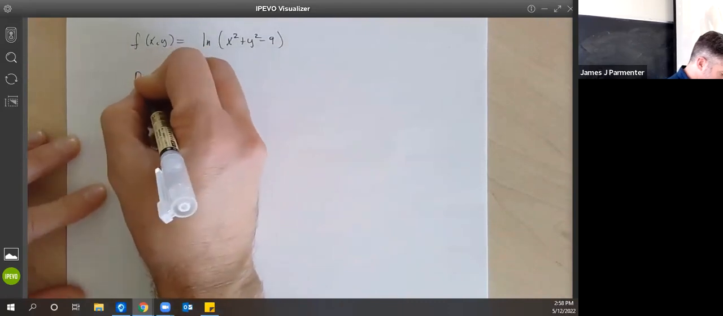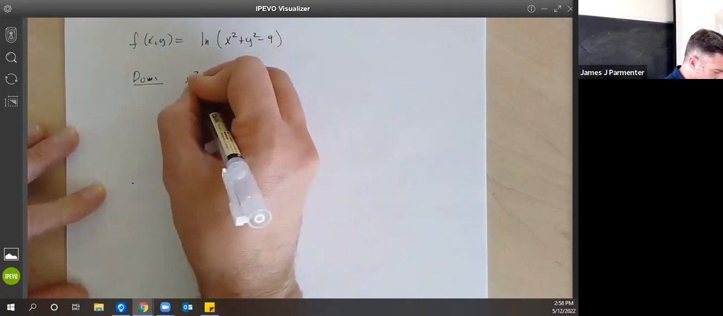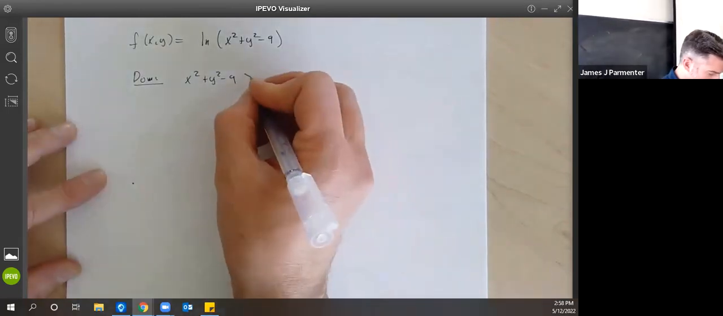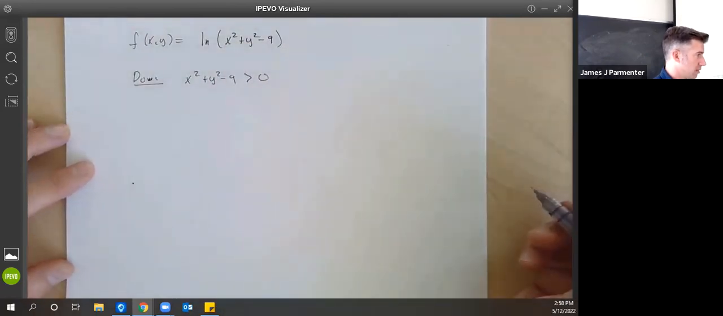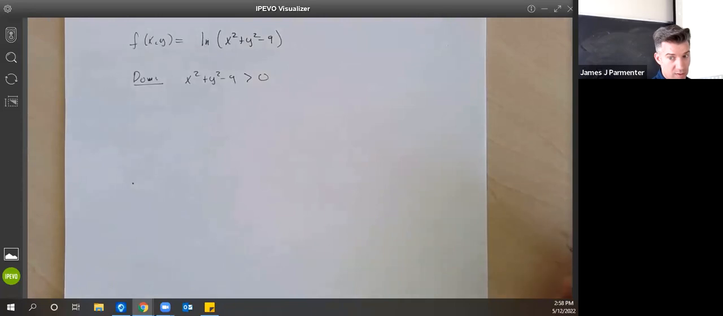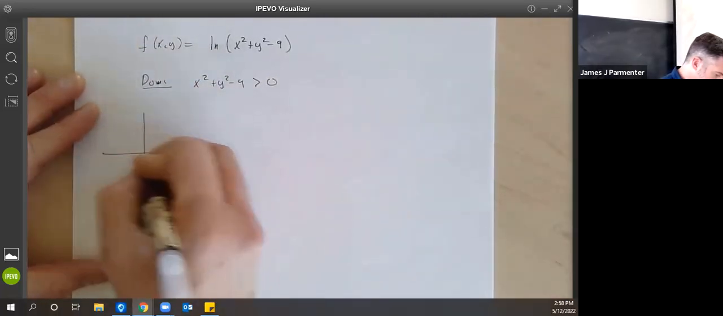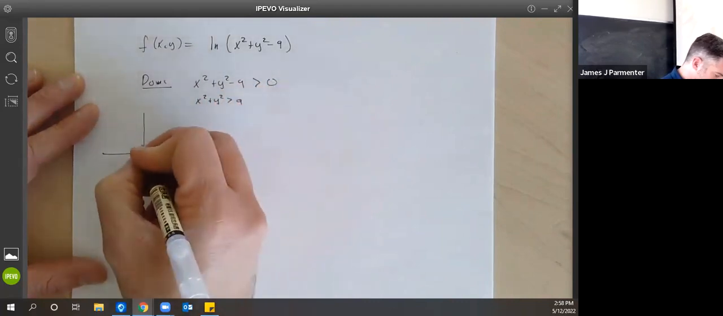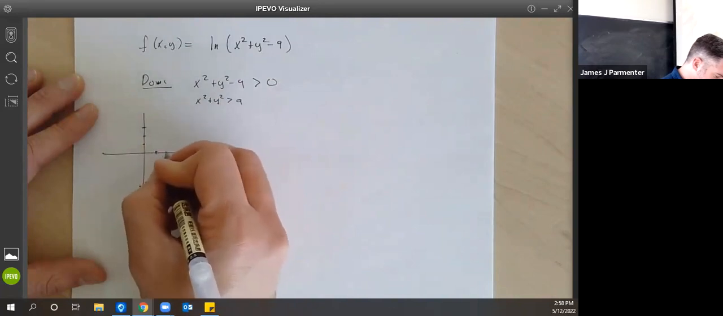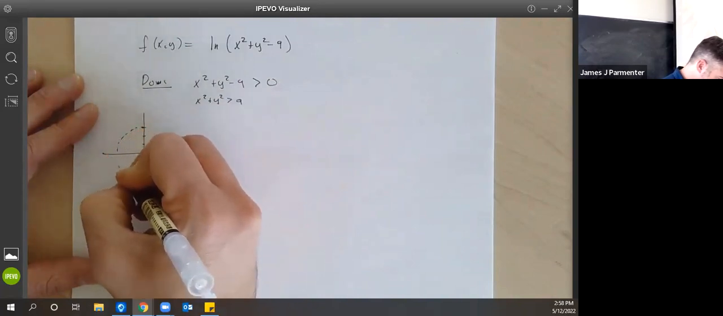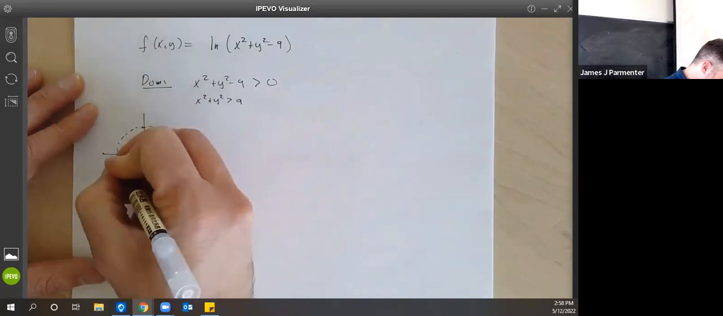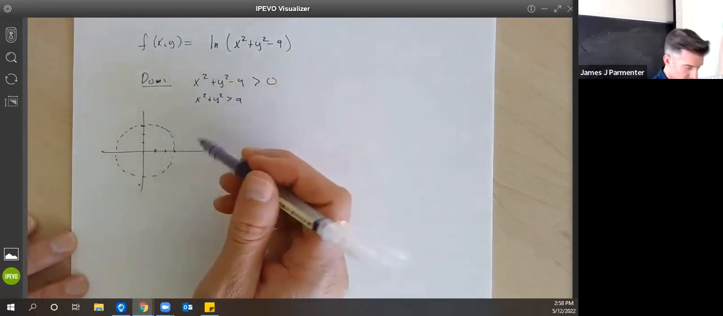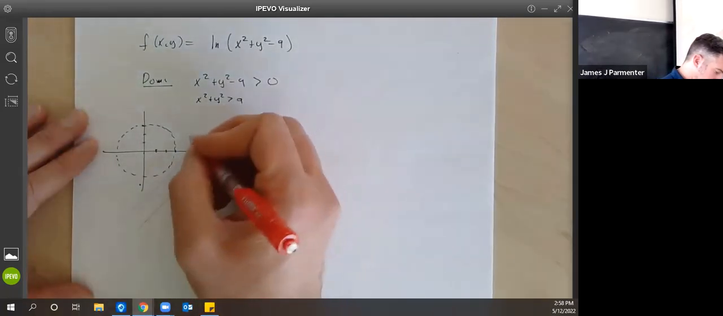Okay, domain. Domain at this point shouldn't be too bad. We know that x squared plus y squared minus 9 should be not greater than or equal to 0, but just greater than 0, because we can't take the natural log of 0 or any log of 0. So our domain here is going to look like x squared plus y squared greater than 9. I'm going to draw the circle of radius 3, but dashed because we know we don't want to include the endpoints. And then we want everything outside of it because clearly the origin doesn't work. So we want all of this, everything outside of the circle.